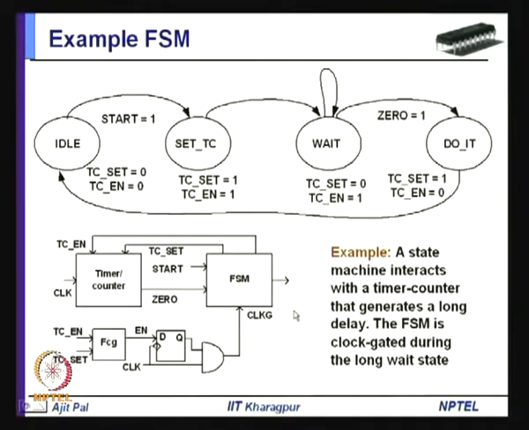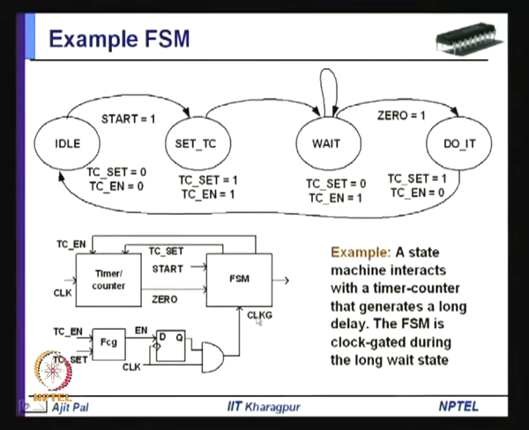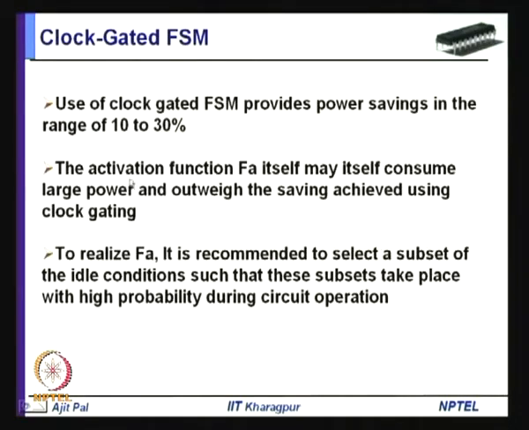So, this is an example of a clock gating FSM. Use of a clock gated FSM provides power savings in the range of 10 to 30%. It has been found out by experimental results that this kind of power saving can be obtained by Benini and his colleagues. The activation function f a itself may, however, as you can see, you are adding some additional hardware, so it may consume large power and outweigh the saving achieved using clock gating.